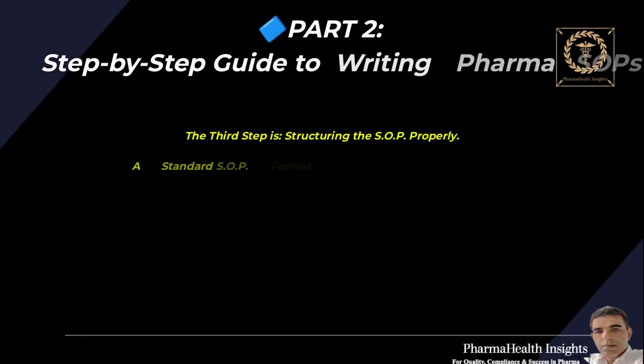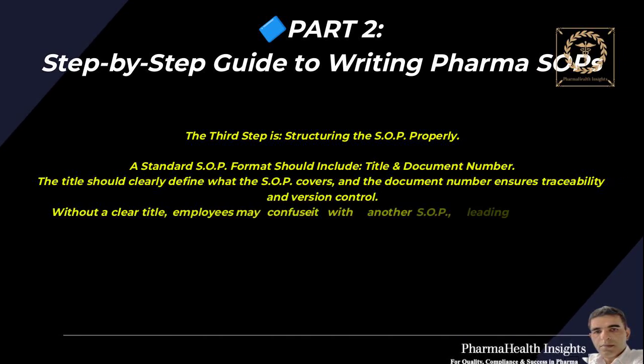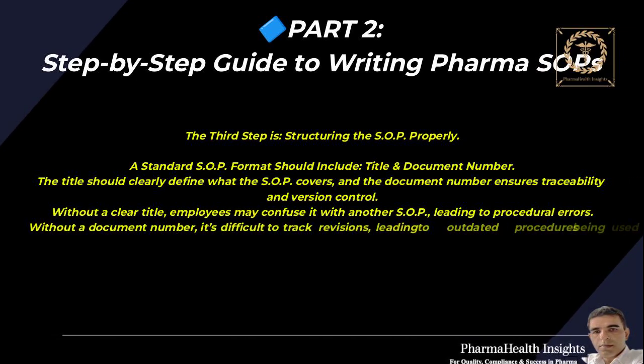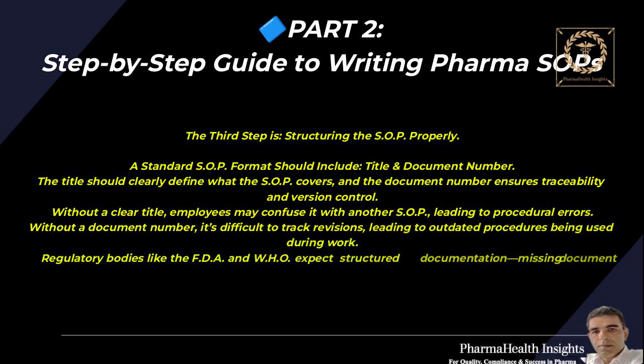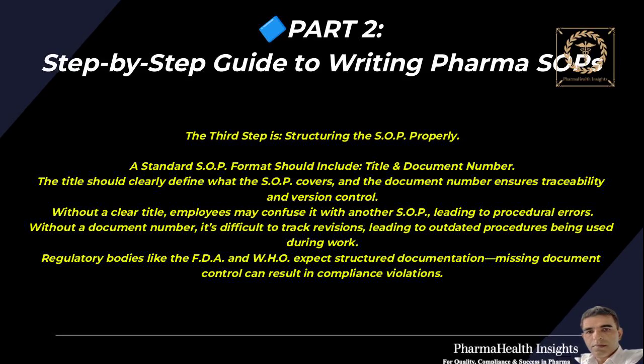The third step is structuring the SOP properly. A standard SOP format should include title and document number. The title should clearly define what the SOP covers, and the document number ensures traceability and version control. Without a clear title, employees may confuse it with another SOP, leading to procedural errors. Without a document number, it's difficult to track revisions, leading to outdated procedures being used during work. Regulatory bodies like the FDA and WHO expect structured documentation. Missing document control can result in compliance violations.